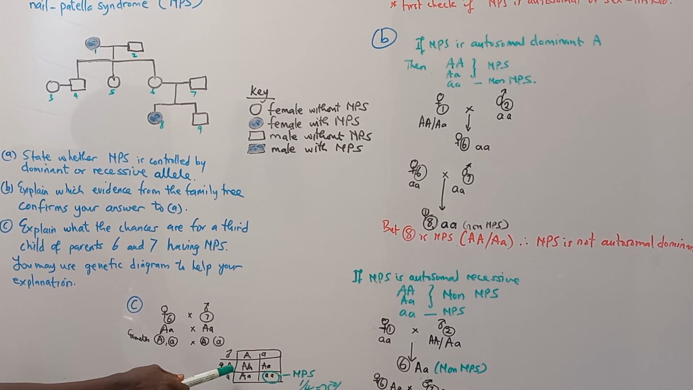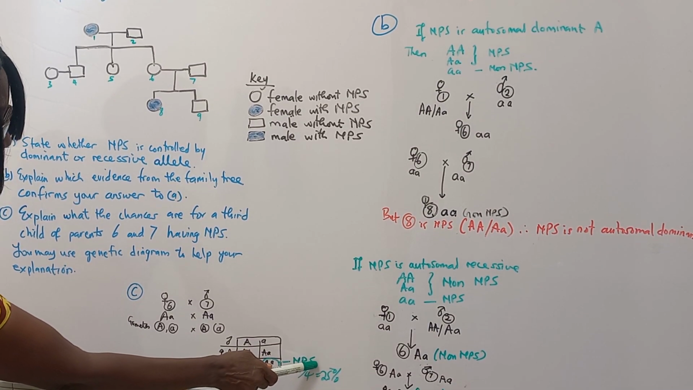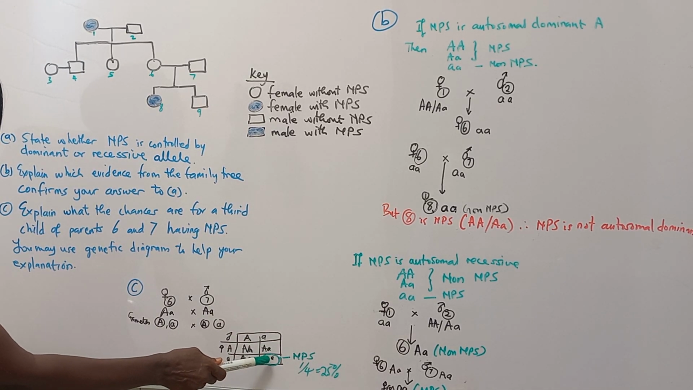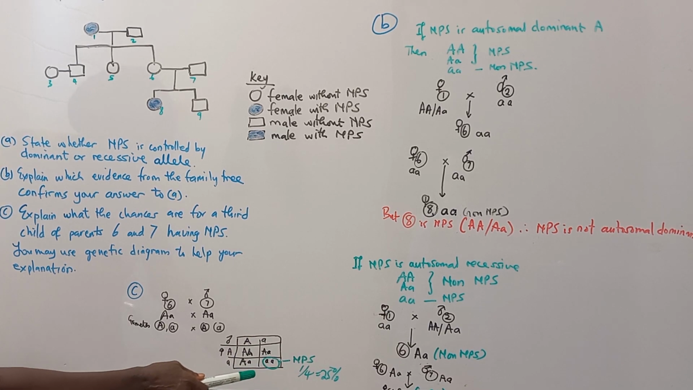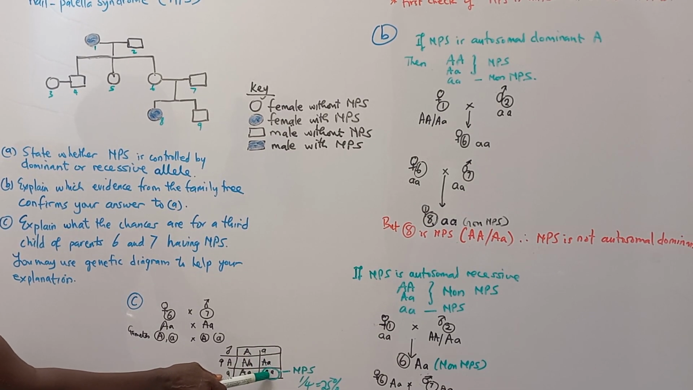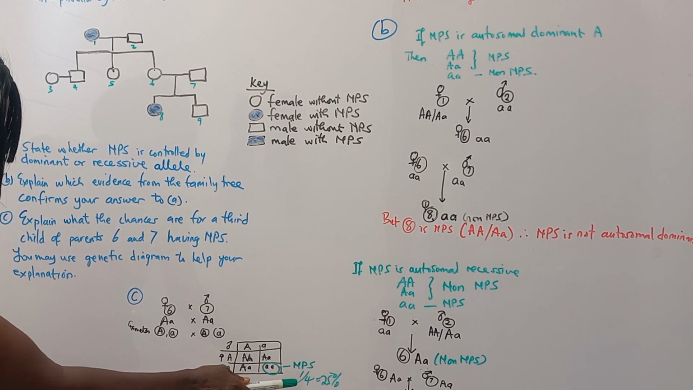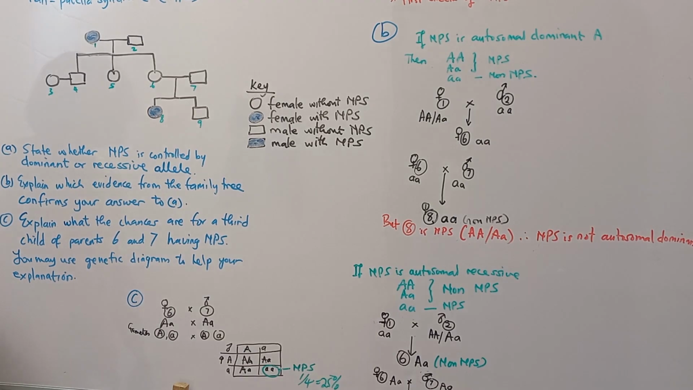So you see that this individual is NPS. Here, NPS is a recessive allele. So 1 out of the 4 will be NPS. So the chances of a third child having NPS is 1/4, which is a 25% chance.